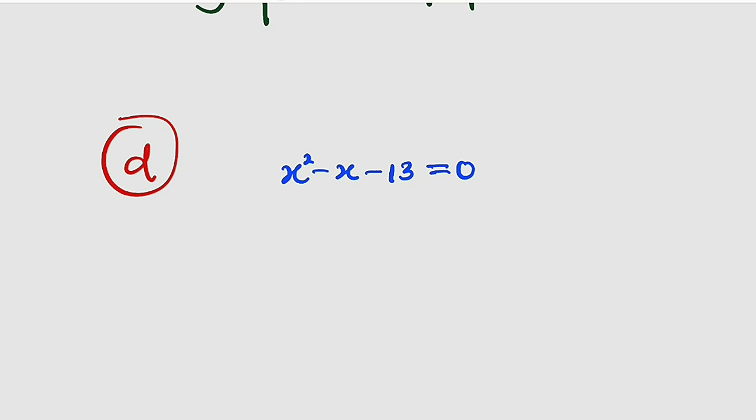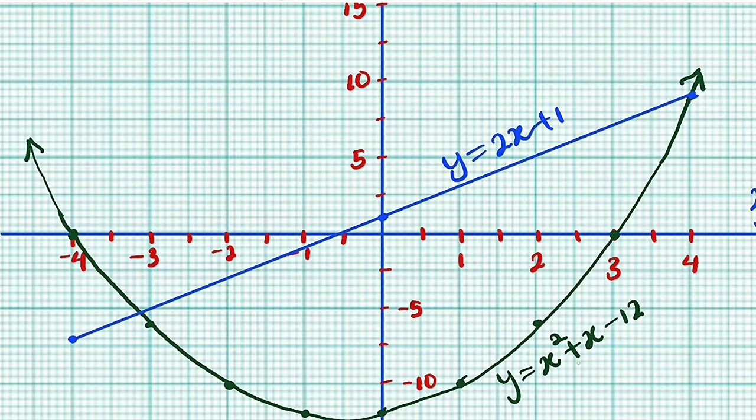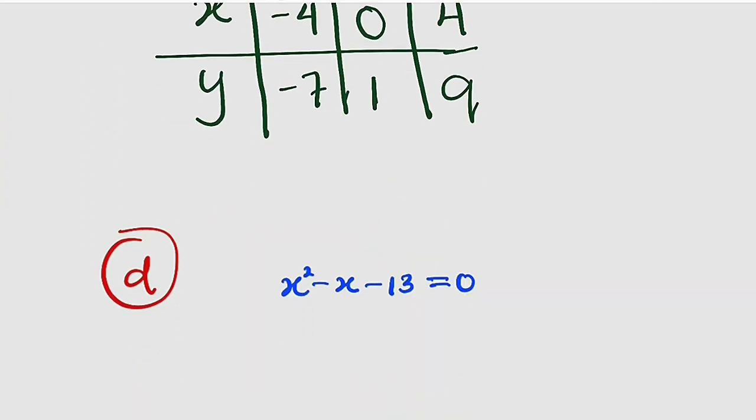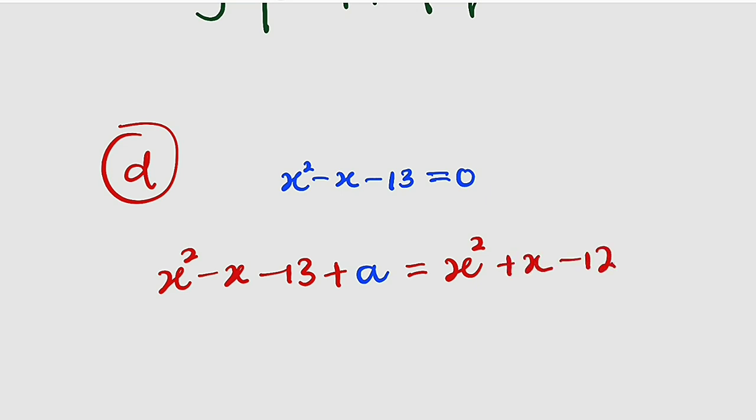We need to find which function can be added to this function to make it equivalent to the previous function. The previous function, remember, for this graph is what? x squared plus x minus 12. So I would like to take this function x squared minus x minus 13 and think of what I can add to it, let me choose a certain variable like a, so that it will be equal to the previous one, which is x squared plus x minus 12. So once I obtain the value of a, we are going to graph it and notice the point of intersection between a and the previous quadratic graph. That is what we are going to do.